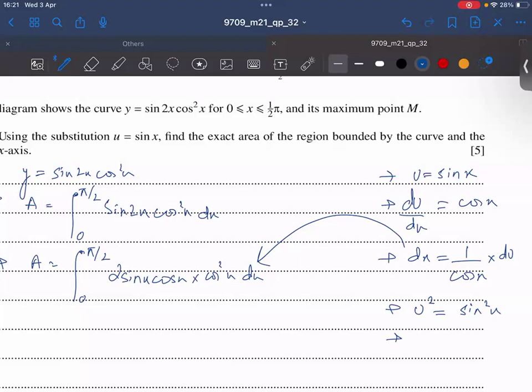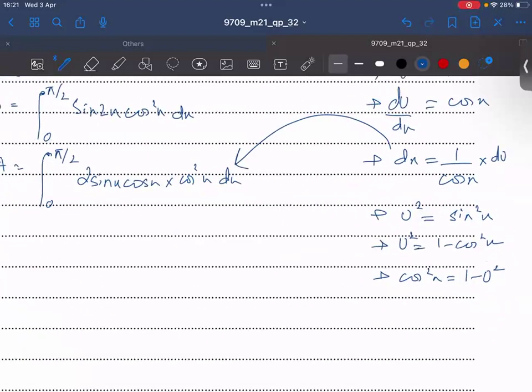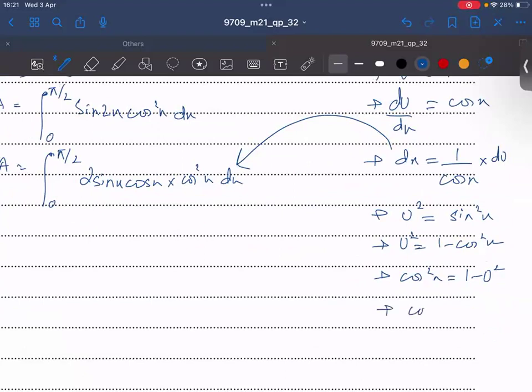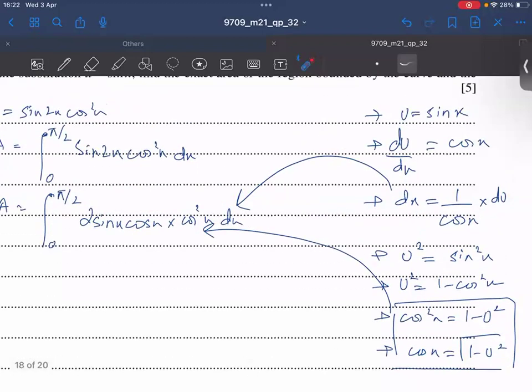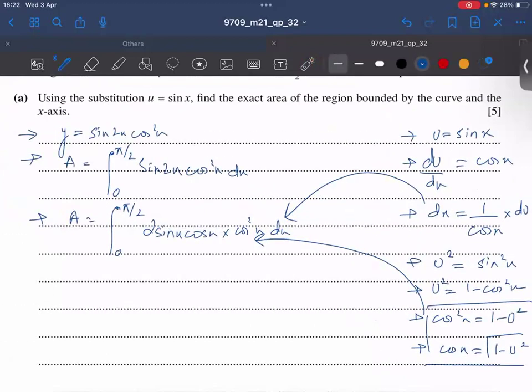u square could be written as 1 minus cos square of x. So cos square of x can be written as 1 minus u square, and cos of x can be written as the square root of 1 minus u square. I can now substitute: I need a substitution for cos square of x, for cos of x, for dx, and for sine of x. Now I'm going to replace all these.